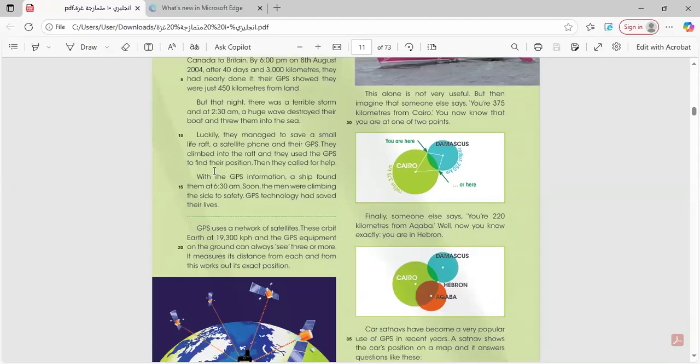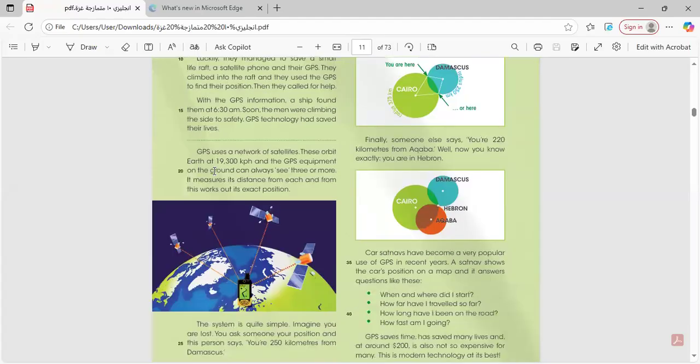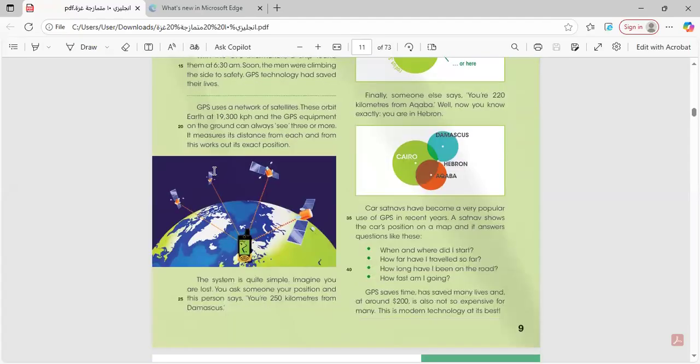Finally, someone else says, you are 220 kilometers from Aqaba. Well, now you know exactly you are in Hebron. So you see here, Damascus, Cairo, Aqaba, and Hebron. So now, where are you exactly on the map? Okay, this is how GPS helps us.